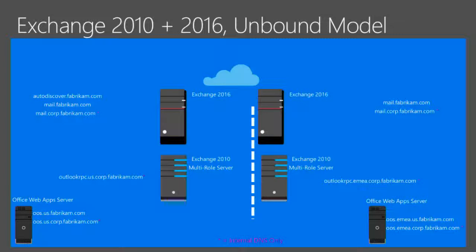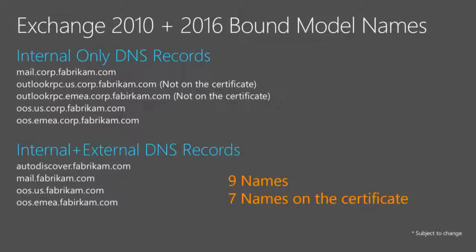You can see here it's much more simple. We've just got mail.fabricam, MailCorp, we got our AutoDiscover, and we still have our RPC URLs for Outlook 2010 as well. So we've now cut our names down to 9 names, 7 of which are on the certificate.